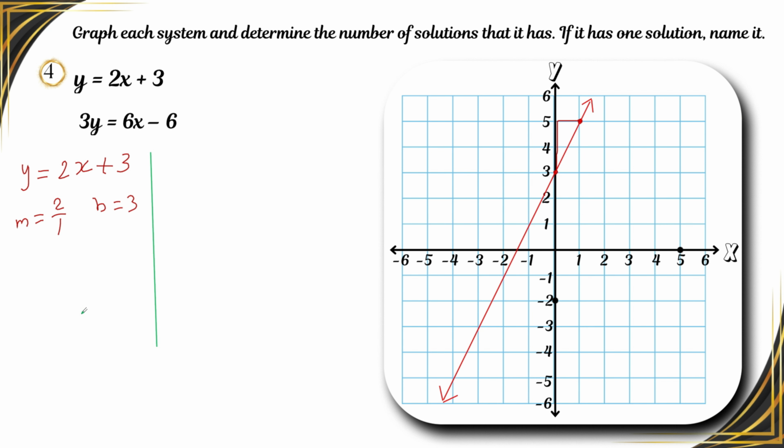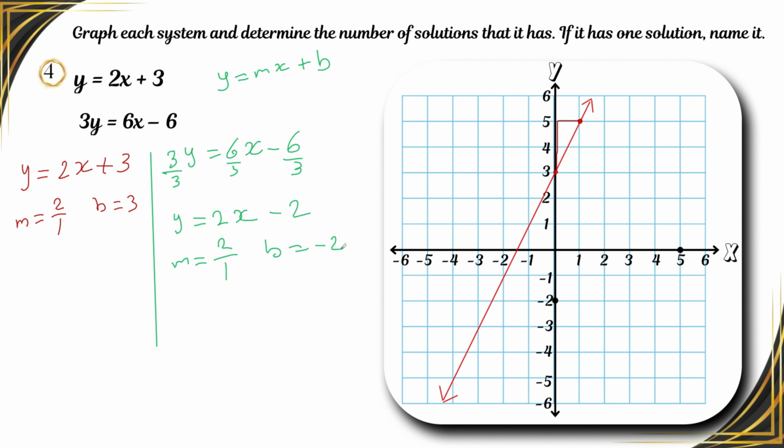What about the second equation here? We have 3y equals 6x minus 6. This equation is not in slope-intercept form, so we need to cancel the 3 to make it in the form y equals mx plus b. Then we divide both sides, each term, by 3. Then y equals 6 divided by 3, which is 2x, minus 6 divided by 3, which is 2. Now the slope is 2 over 1 and the y-intercept is -2.